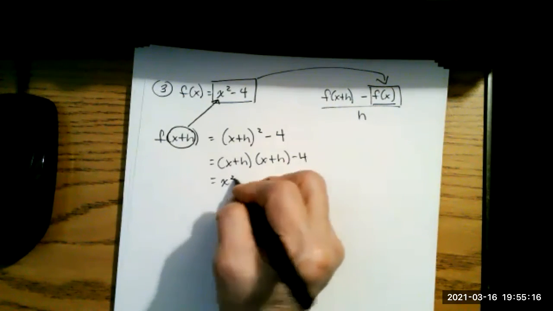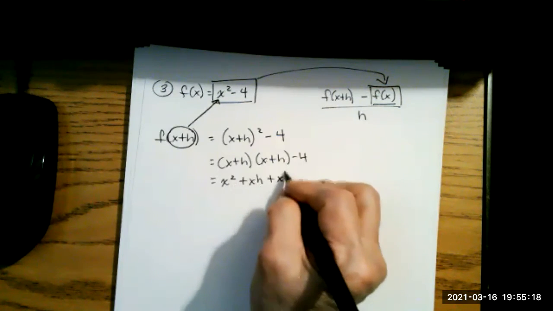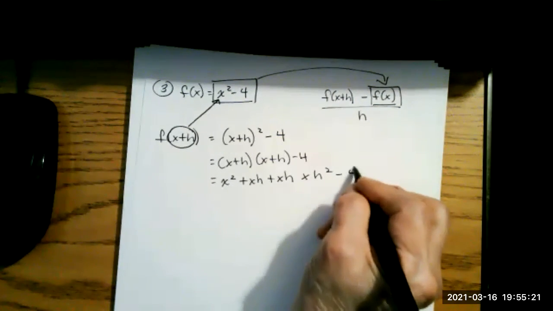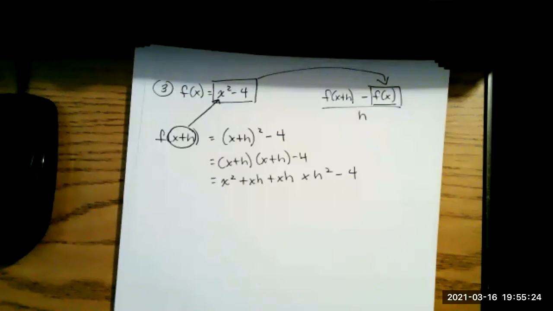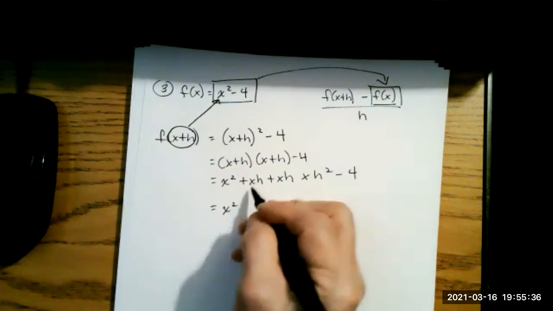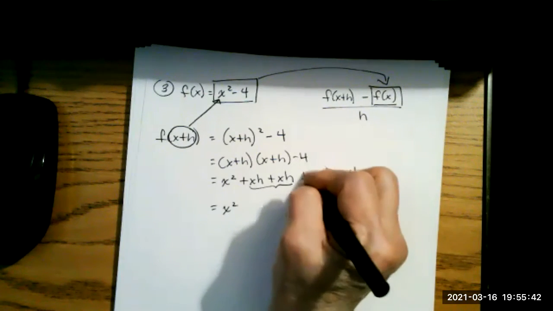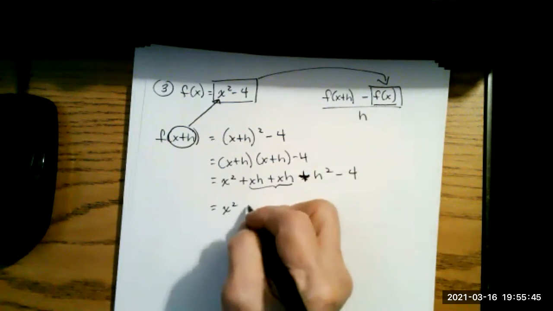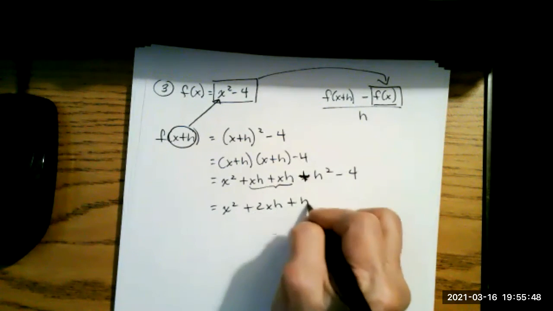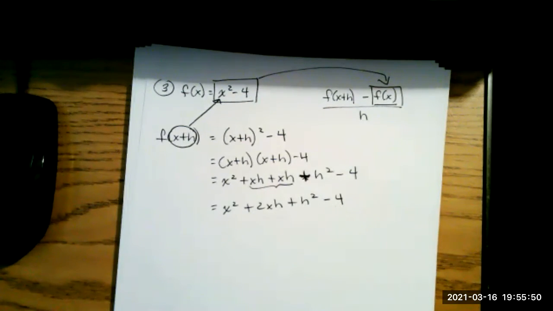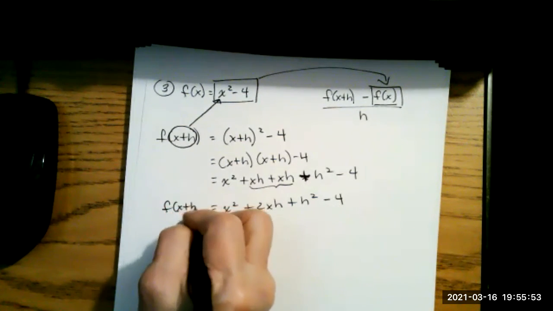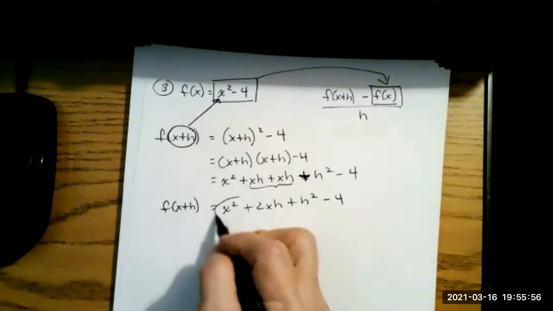And I get x squared plus x plus xh plus h squared minus 4. And every time I'm multiplying out, I'm doing first, outer, inner, last. Okay, let's see if that will simplify. It looks like these two can be added together. This is a plus. So I have 2xh plus h squared minus 4. Now that's my f of x plus h. And I'm going to circle it.